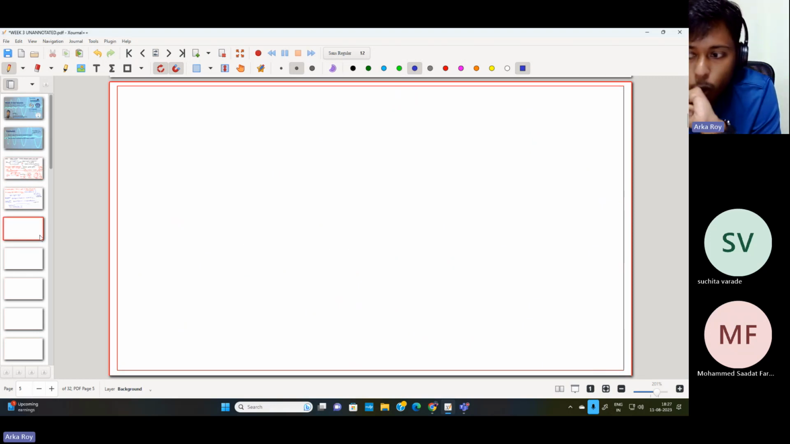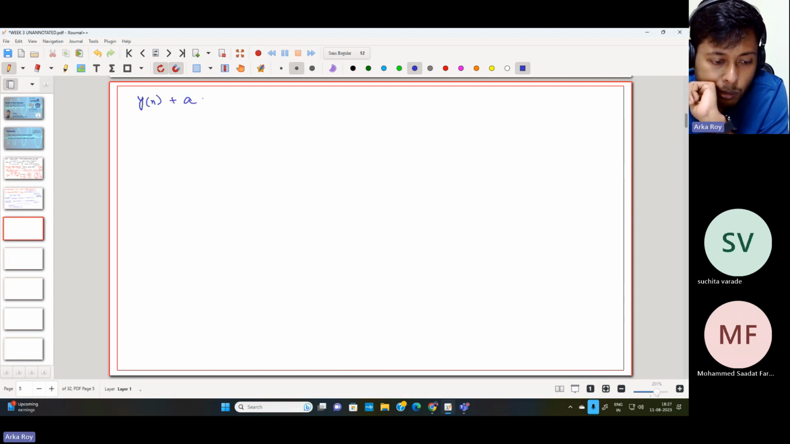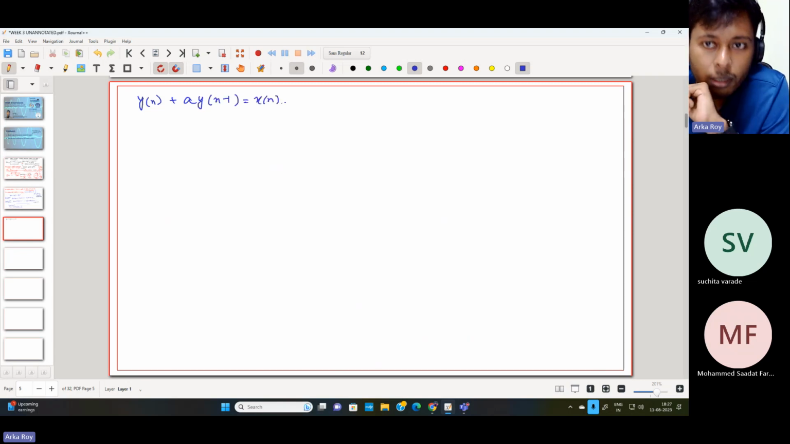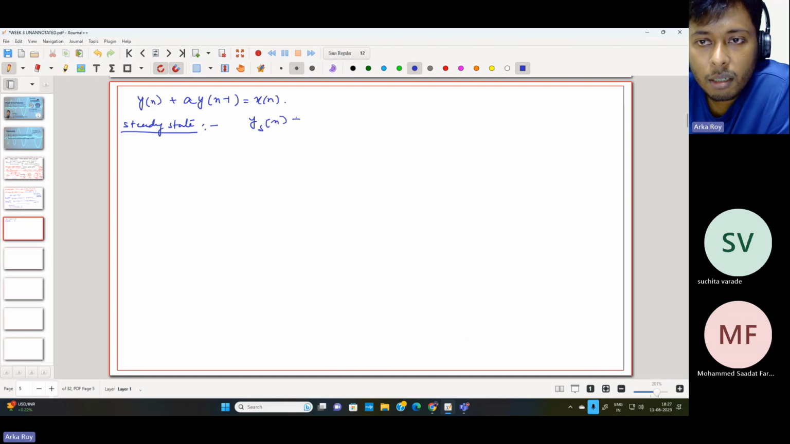So in the course itself, in the particular example that we have considered, let us consider a difference equation: y[n] plus a y[n minus 1] is equal to x[n]. Let me start with the steady state part. In case of the steady state part, let us consider ys[n] plus a ys[n minus 1] equals x[n]. Now I will first check the linearity property. Linearity is there or not.